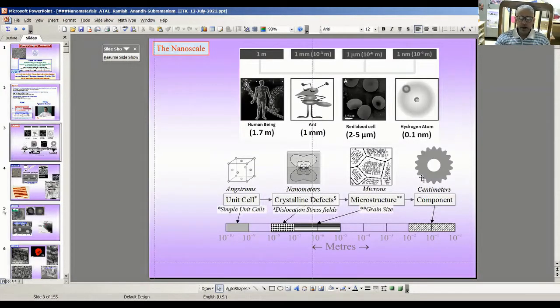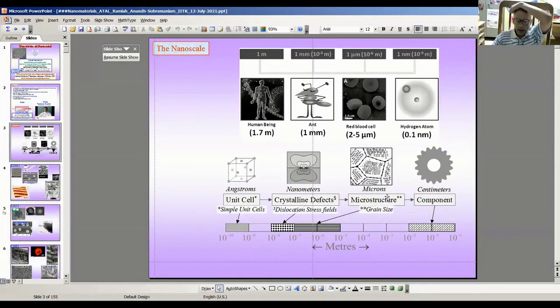Let me start with the nanoscale. This is the easiest part of the whole talk. Where does it lie? On one hand, you have components. The components could be a gear wheel, or a device in your computer, like a computer chip. And on the other end of the spectrum are atoms and unit cells. At the level of the unit cell, the next level is where the crystalline defects reside, and this is of the order of nanometers.